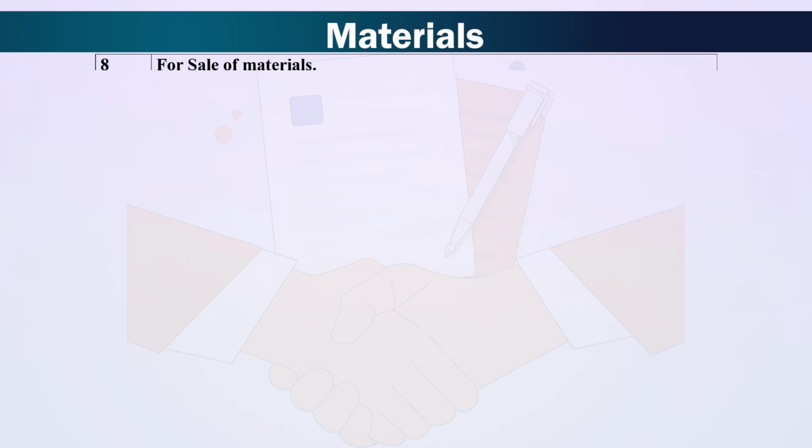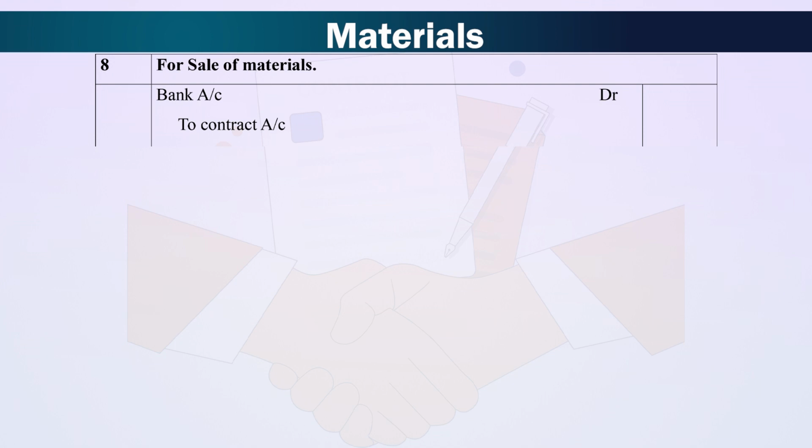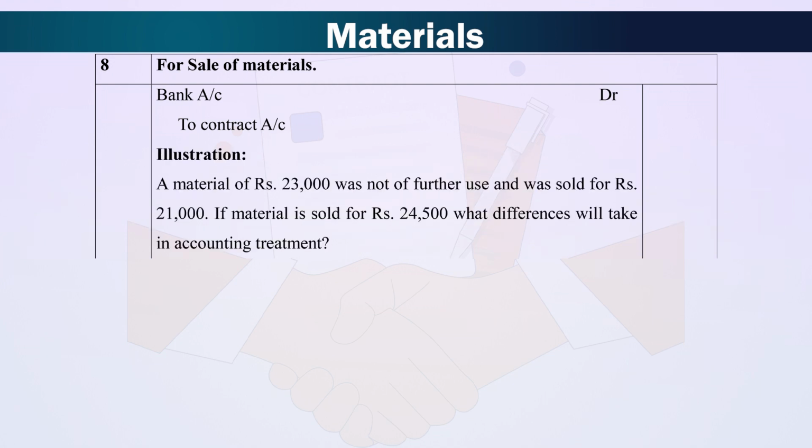Next entry is for sale of materials. Bank account debit to contract account. Let us understand with the help of illustration. A material of rupees 23,000 was not of further use and was sold for rupees 21,000. If material is sold for rupees 24,500, what difference will take place in accounting treatment?